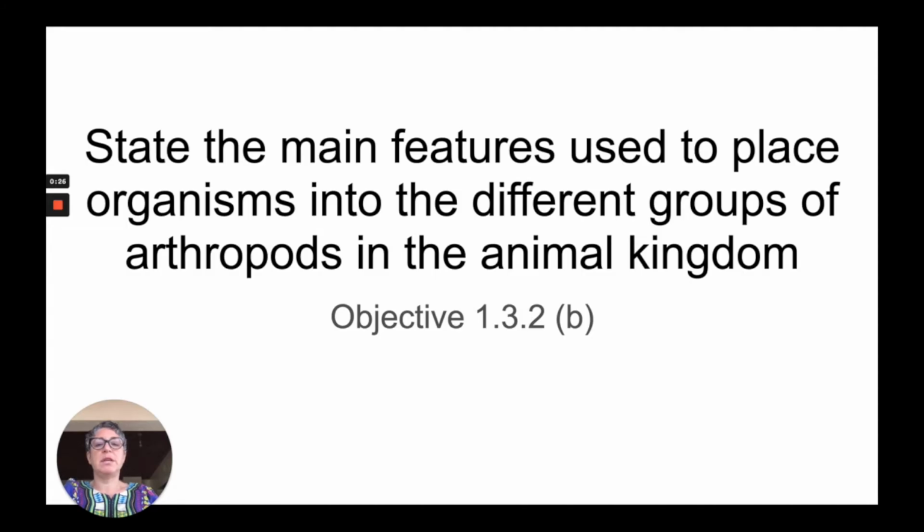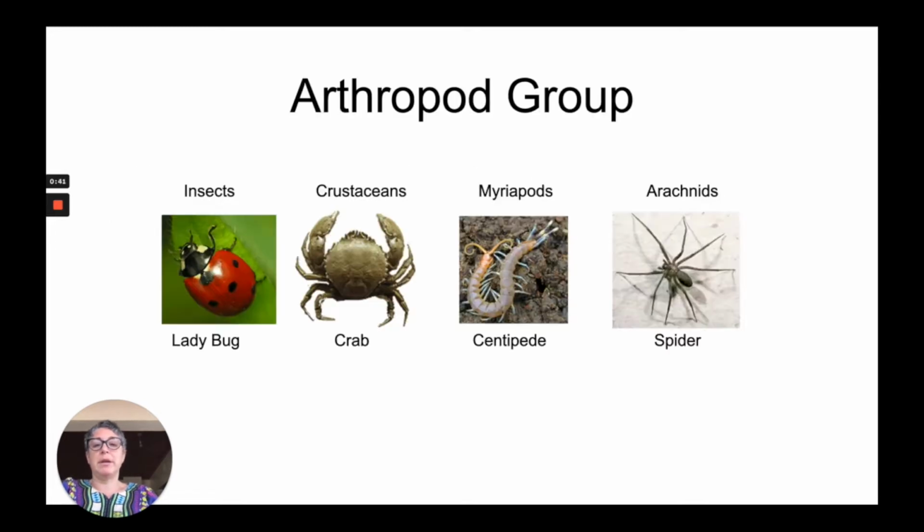This video covers the IGCSE Biology Objective 1.3.2b on the 2025 CAIE syllabus to state the main features used to place organisms into the different groups of arthropods in the animal kingdom. So let's take a look at the arthropod group.